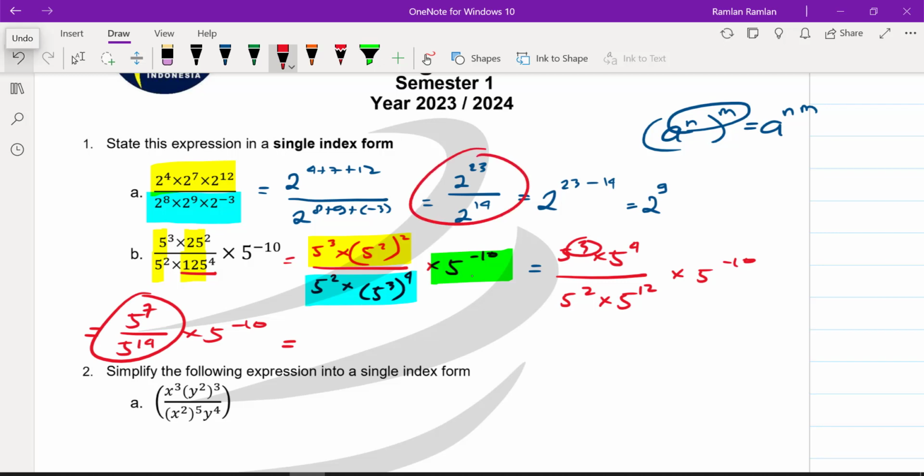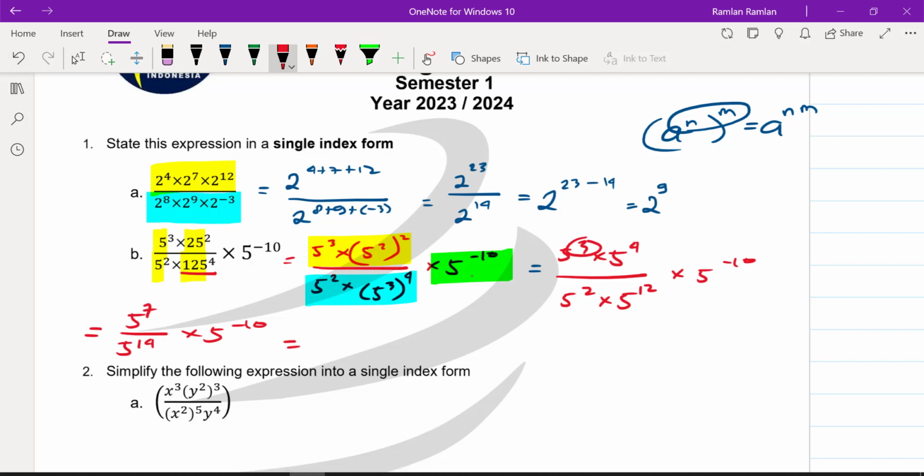So if we're dividing index form in which they have the same base again, you can just subtract the power. So in here, we're subtracting 7 with 14. Remember, it's 7 minus 14, not 14 minus 7. So you subtract the power on the numerator with the denominator, yeah? Okay, so that will be 5 to the power of negative 7, right? Because 7 minus 14 is negative 7.